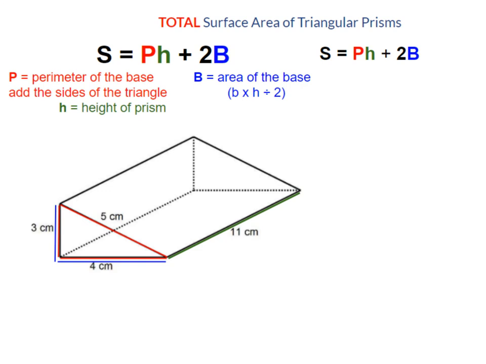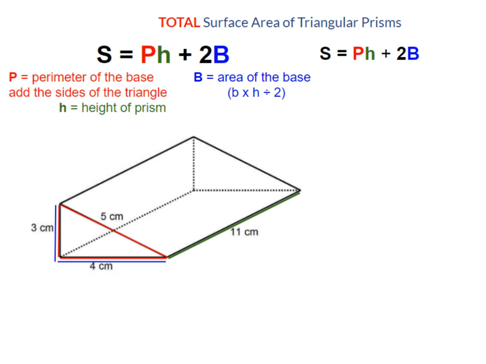In this video, we will talk about the total surface area of triangular prisms. The formula that is given to us is capital P times H plus 2 times capital B. Capital P stands for the perimeter of the base, which is adding the sides of the triangle. H is the height of the prism, and capital B is the area of the base.